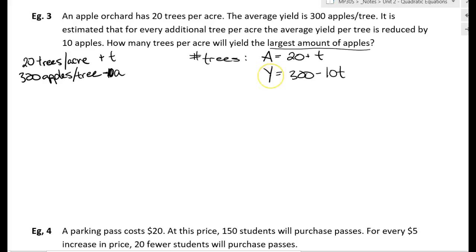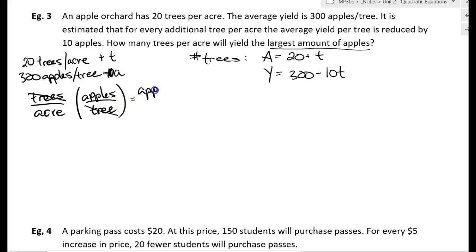Right now, this is my yield per acre, or per tree rather. I want to know my yield for the whole thing. So if we look at our units, we've got trees per acre and apples per tree. If we wanted to figure out apples for the whole acre, I'm going to have to multiply the trees per acre times the apples per tree. And if I set it up kind of like this, as if it looks like a ratio, I can see that my trees are going to go away and I'm going to end up with apples per acre, which is what I want.